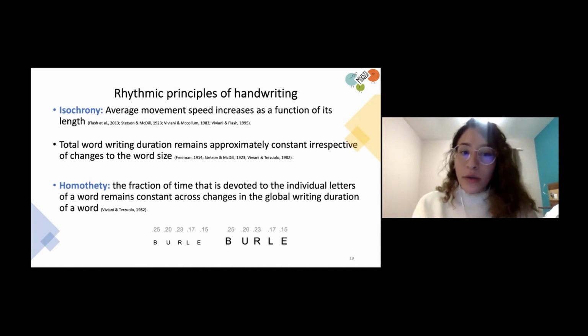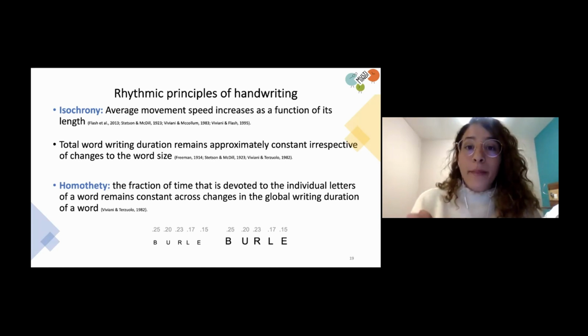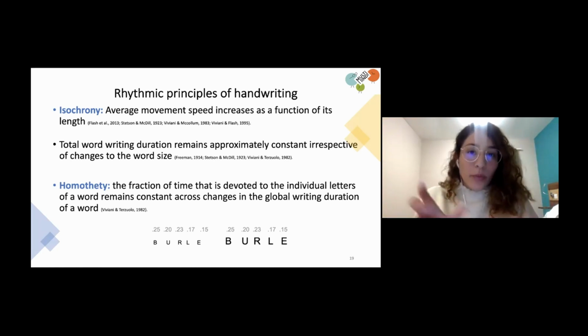The first one is isochrony, which is the average movement speed, which is basically the idea that the average speed that we spend writing a word is pretty much the same regardless of the size of the word. So the absolute duration of writing a particular word is more or less the same. It's more or less invariant across different sizes. It's because when we write bigger, we also tend to write faster. So the time that we take to write a small word versus writing the same word in a bigger font is going to be the same. So the absolute duration of writing the word appears to be constant.